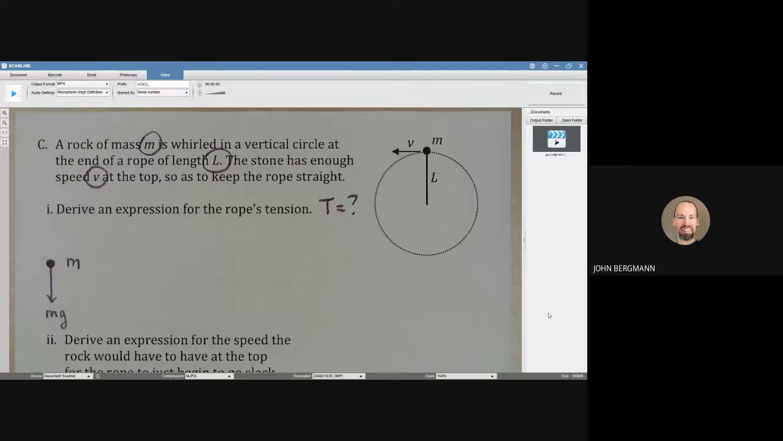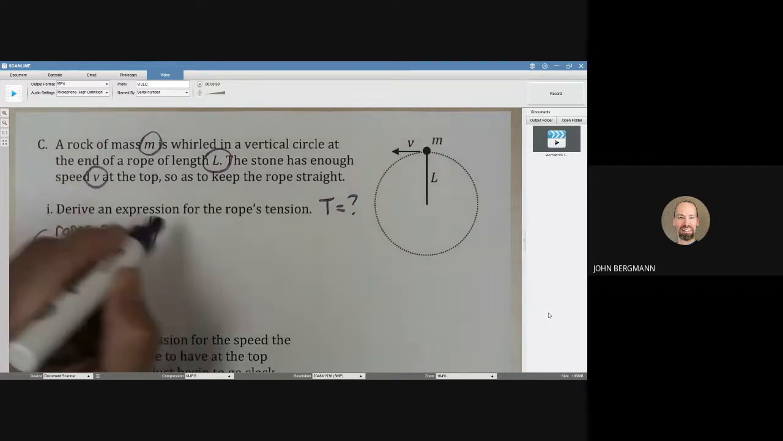Now, what about tension? Some students want to put tension pointing up here, but think about what that would mean. If the tension pushed up, that means that the rope would be pushing up. And ropes can't push. Ropes can only pull. And so there's a little bit of weirdness there. It takes a little thinking to get your mind around this. Ropes or cables or strings can only pull.